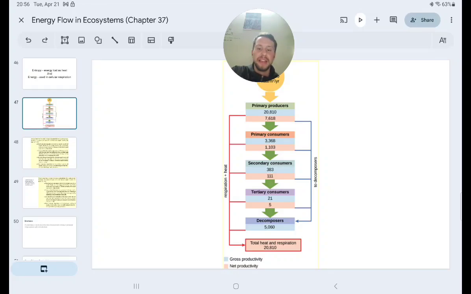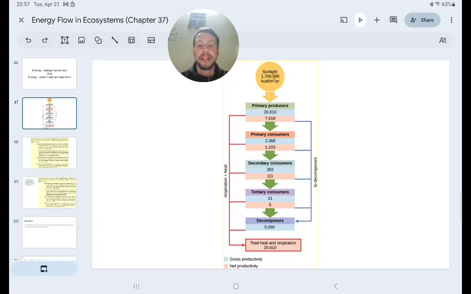This shows you that in each step, there's a ton of energy lost as heat and through cellular respiration. So gross productivity says how much energy in total is being captured at each step. And then net productivity is saying how much energy is actually still there after we account for what the plant is using in cellular respiration. So look at all that darn energy that's hitting the onions. Okay, all the energy hitting those onions. And out of that 1,700,000 kilocalories per meter squared per year, the onions are only actually gathering 20,000 of it.